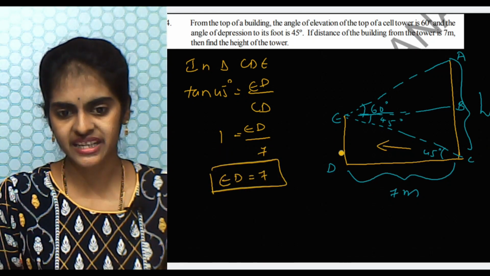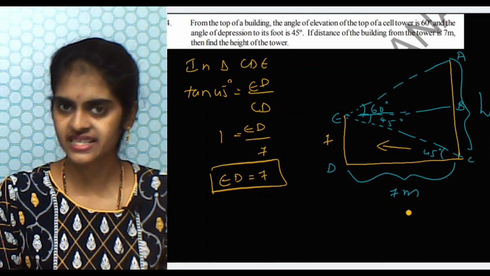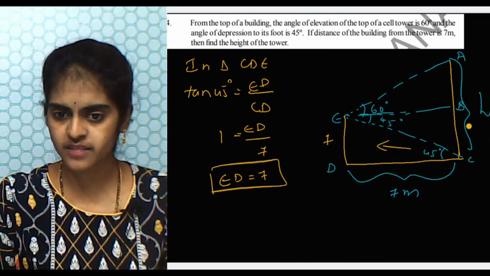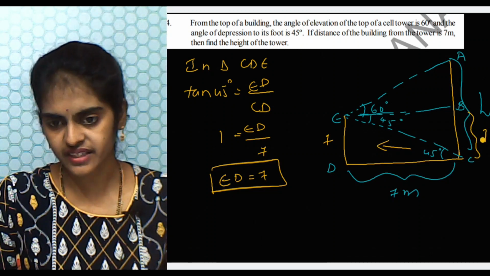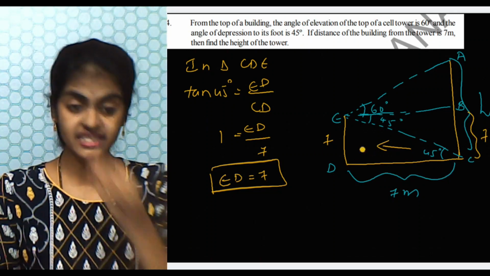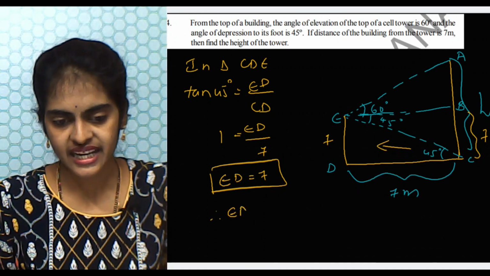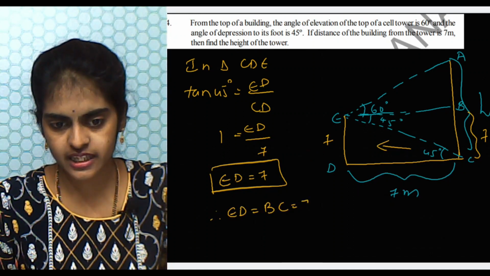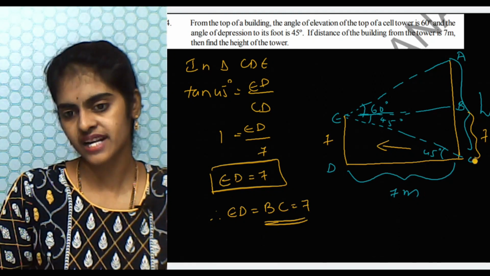Cross multiplying, you have ED, this is 7 meters. If this is 7, what is BC? BC is also 7, because ED and BC are the same. So if ED is 7, BC is also 7. Therefore ED is equal to BC is equal to 7. So you got BC also as 7.